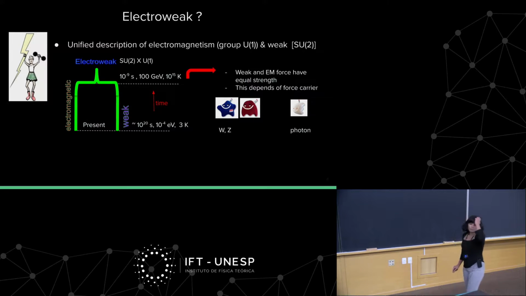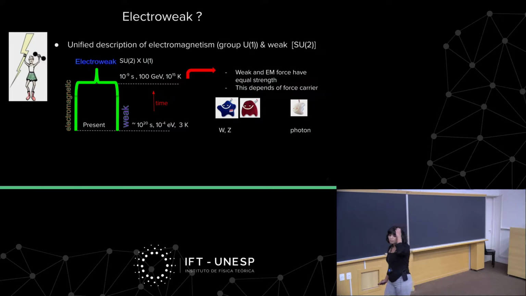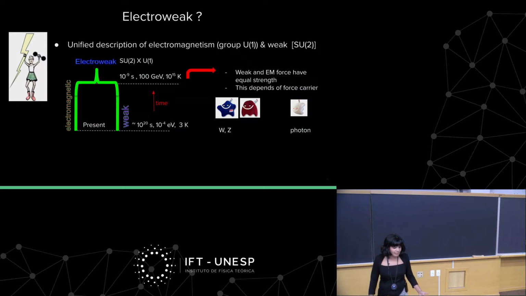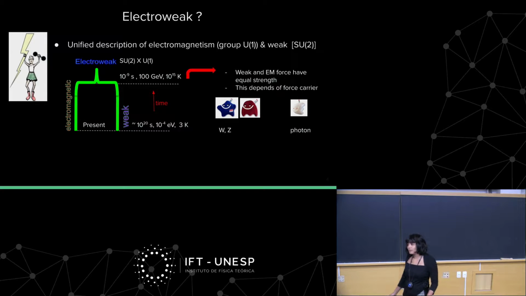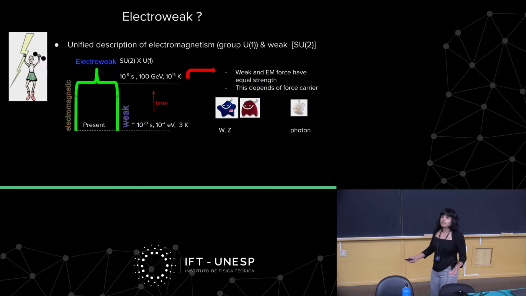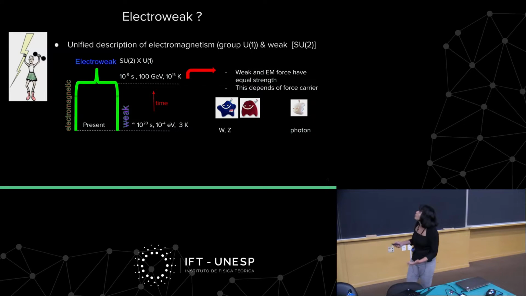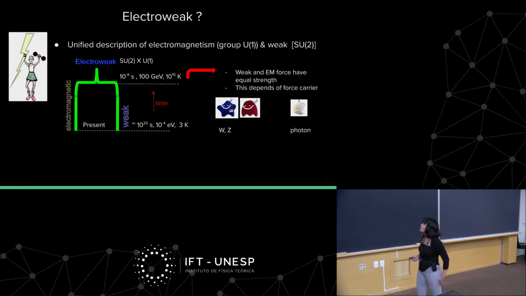So what do we mean by electroweak? Electroweak, as the word says, is the unification of the weak and electromagnetic forces. This is what we think of when we think of the electroweak sector in the standard model. In the present universe, we see the electromagnetic and weak forces separately. But if you go back in time, to around a few nanoseconds after the universe was born, they are unified. This is the electroweak unification that we like to talk about.